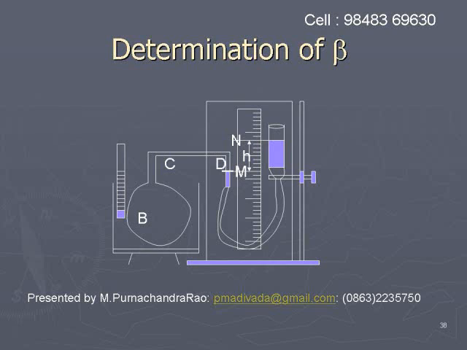There is a spherical bulb B. CD indicates a capillary tube bent twice at right angles, and there is a cylindrical tube, the reservoir. Underneath it is a pressure rubber tube, and this reservoir is fitted to a stand. The spherical bulb and the reservoir are attached to a vertical wooden board.